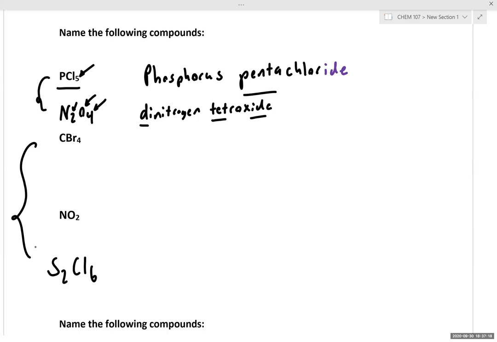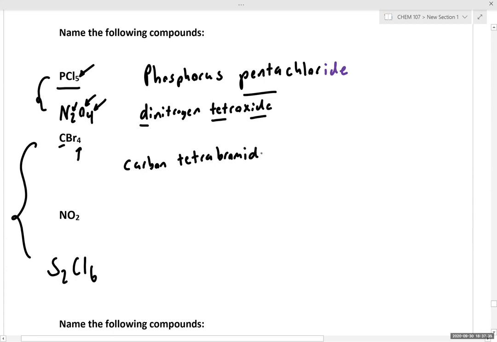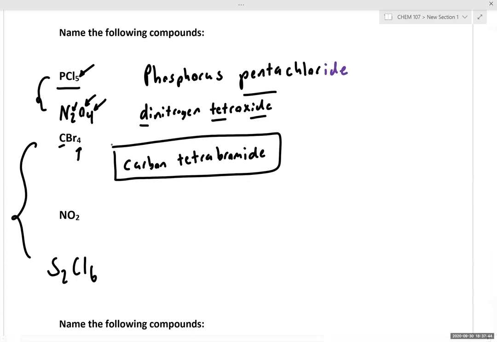Okay, so let's look at this case. We have one carbon, so we just write the name of our first element, which is carbon. For bromine, we have 4 bromines, so we write the prefix of tetra, and then we change the ending of bromine to bromide. So CBr4 would be carbon tetrabromide. Does that make sense to everyone?